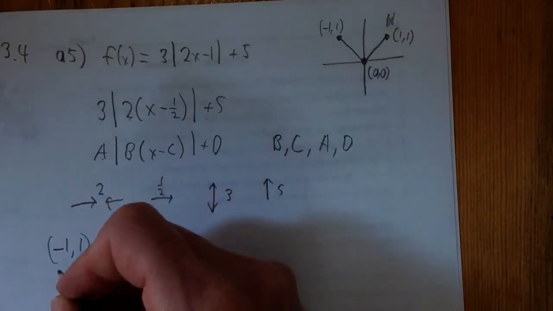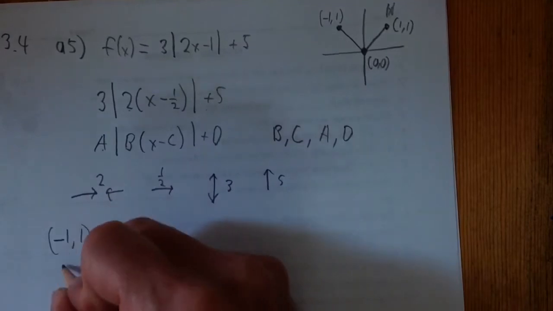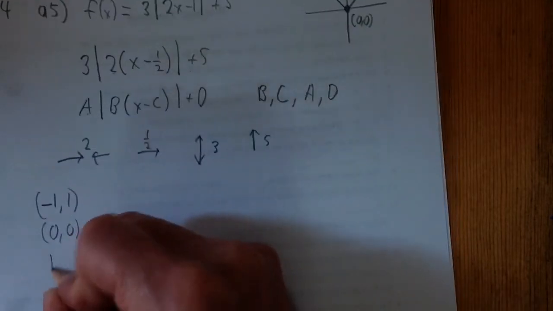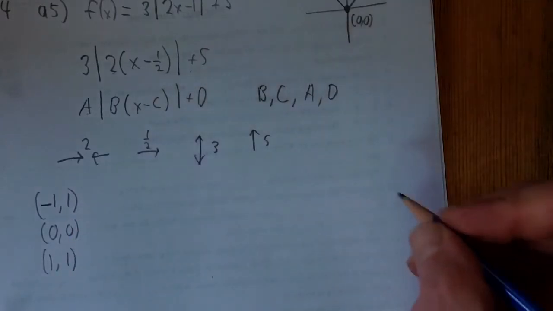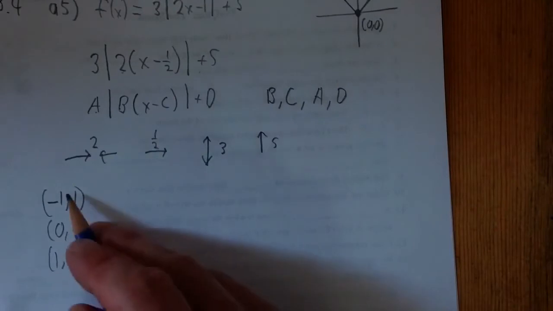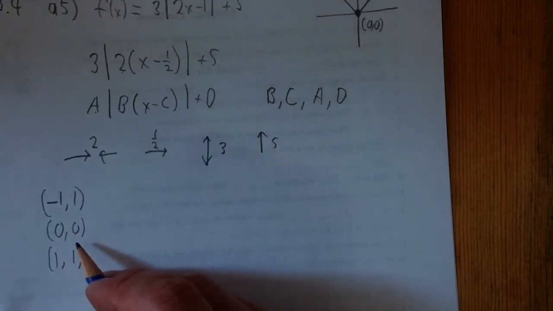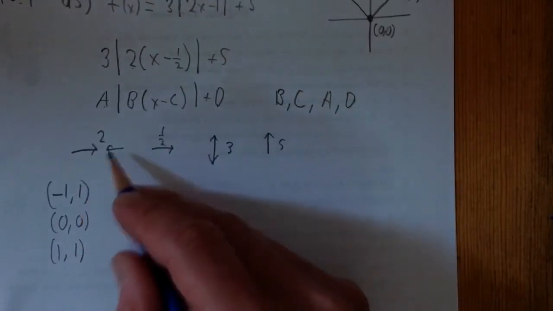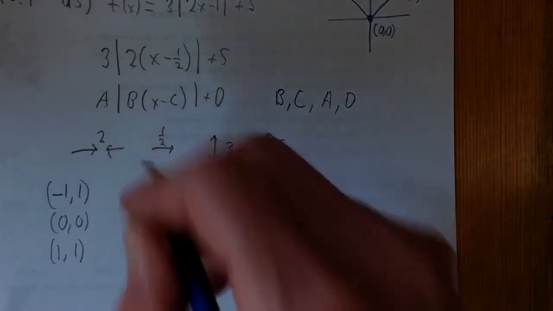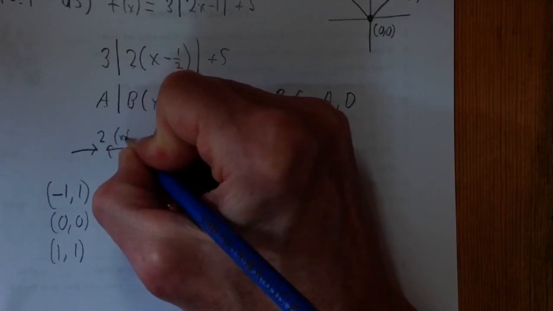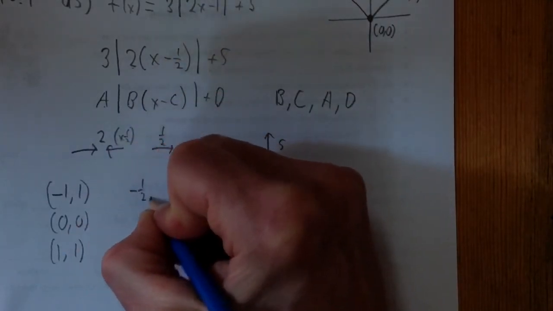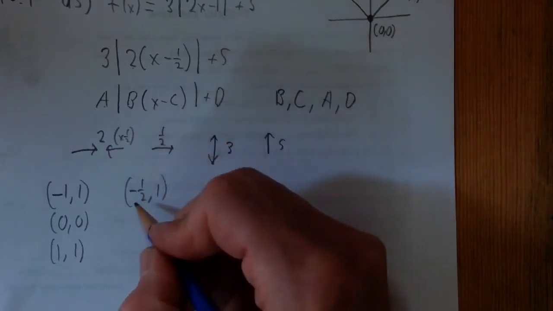Okay, so negative 1, 1. What's going to happen to that? 0, 0, our vertex, what's going to happen to the vertex, and 1, comma 1, what's going to happen to that one. And if we know what happens to those three, we can draw the new graph. We just connect the dots from the vertex up to those points. Okay, so shrink it in x direction by 2 or multiply the x by 1/2. This is the same thing as times 1/2. So that would be negative 1/2 comma 1, y stays the same.